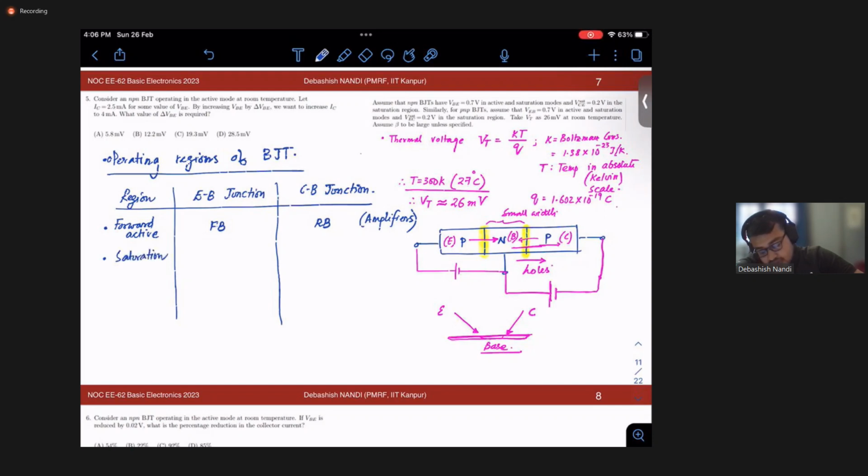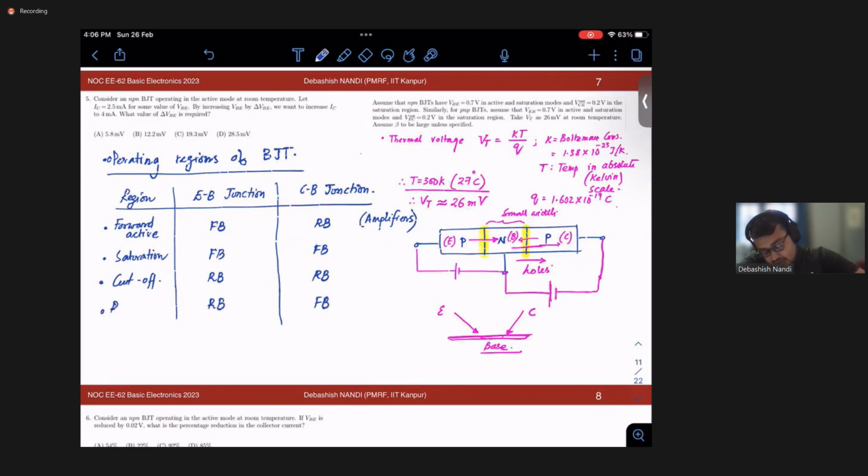In saturation, what do you have? This has to be forward bias, and this also has to be forward bias. Then in cutoff, you need to have both in reverse bias. So what combination do we have left? We have left that this remains reverse bias and this remains forward bias.